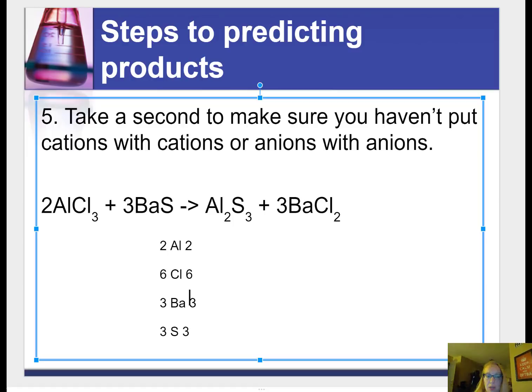So we've done all the steps, right? We have officially and successfully balanced my equation. And you just want to, this step 5 is actually what I did in step 4. You know me, I like to rush. I made sure that I didn't have anions with anions or cations with cations before I did the balancing part.